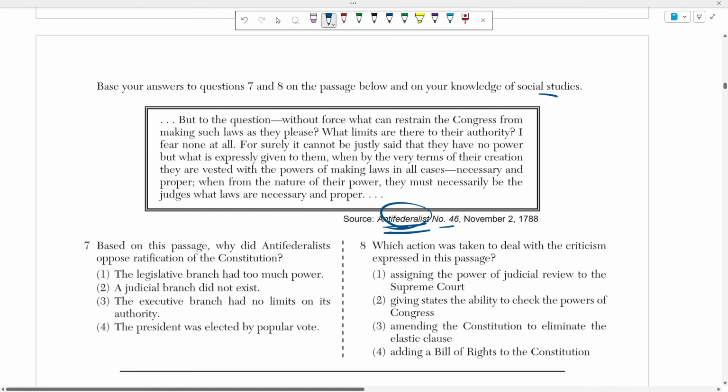And in this paragraph, we can kind of see that. We're like, well, if Congress, which is a part of the federal government, if Congress can make all the laws, how can the states oppose those laws? If you give this one body of power all the power to make the laws, how is that going to be fair to any of the states?